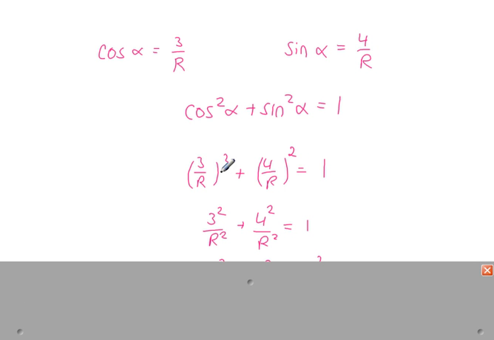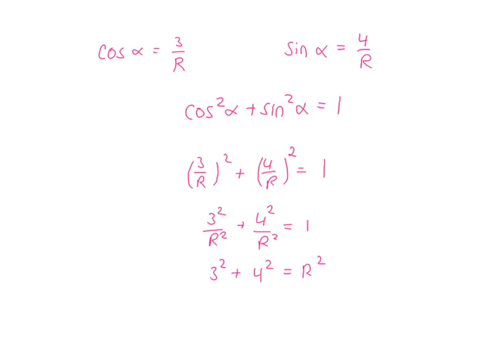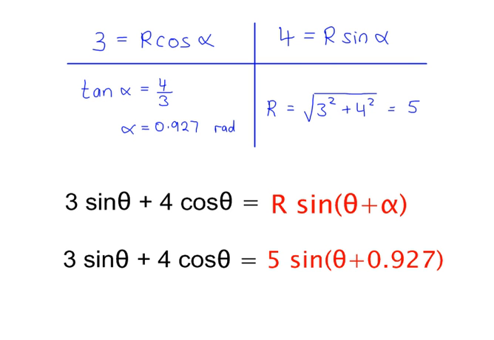You just multiply the brackets out here and then multiply by r squared throughout. And you can see the Pythagoras' theorem result that we were using before. So r is equal to the square root of 3 squared plus 4 squared. So all of this you can skip out, just show this. So our final answer is written like this. So we had a mixture of sine and cosine terms. Now we have written our final answer in just sine.